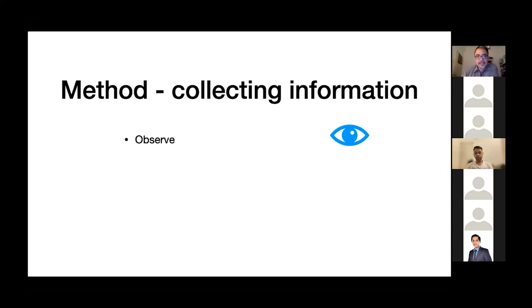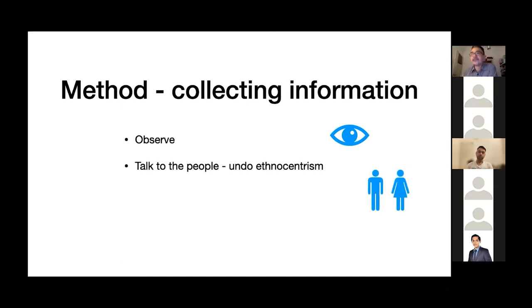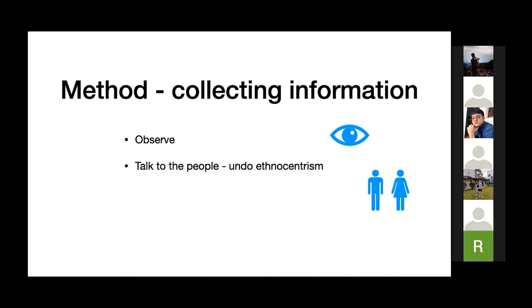So that's observation. Another way to collect information is to talk to the people. This is very, very interesting. Undo ethnocentrism. What is a big, canggih word? Don't worry. Ethnocentrism means, ethno means people, centrism is center. That means undo this. It's not so good, because if we tend to research without going and meeting the people, we tend to have a lot of bias, or a lot of assumption or presumption of what we think.